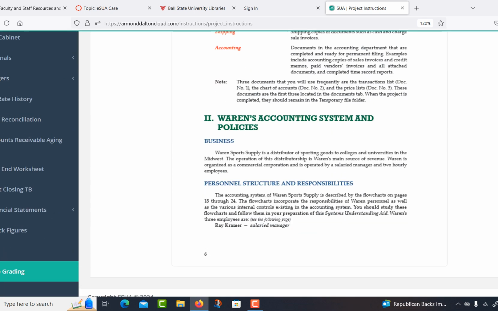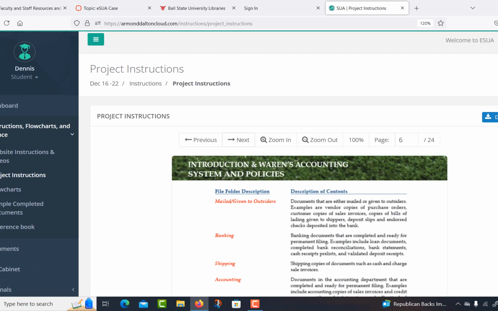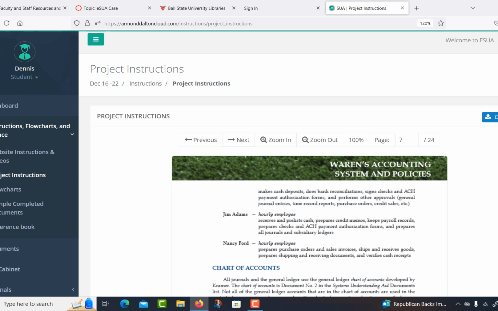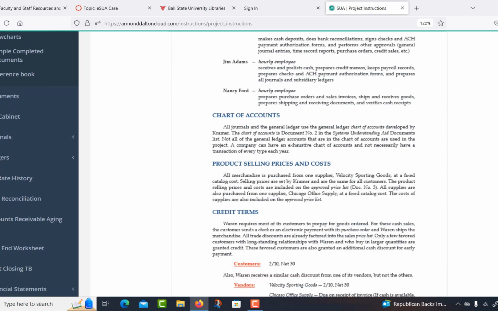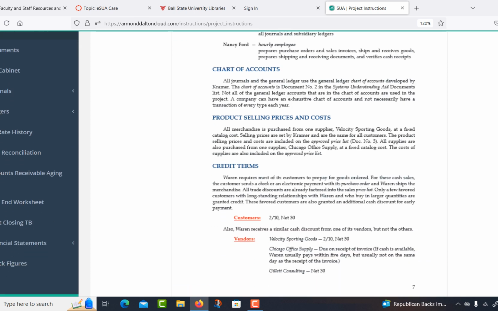Now, they give you a thorough review of the accounting system and policy here. And my suggestion to you is that you go through this and understand how these systems work, or what the policies are, and that you understand who these different individuals are in the company. Ray Kramer is the salaried manager. Jim Adams is an hourly employee, and so is Nancy Ford. We have a chart of accounts, the selling price and cost list. That's critical to being able to get this done.